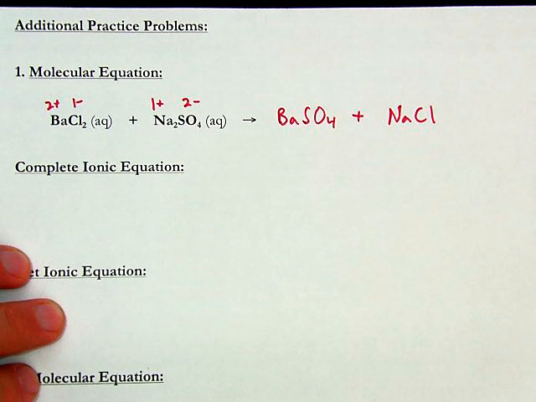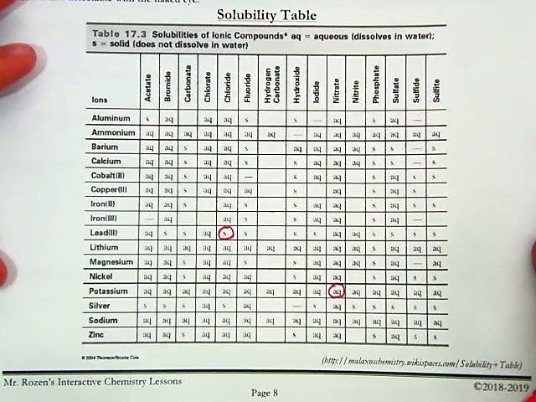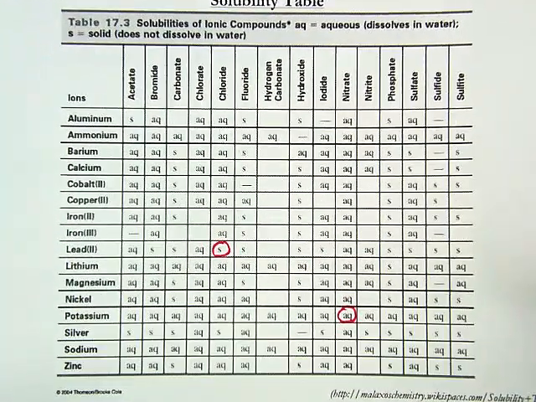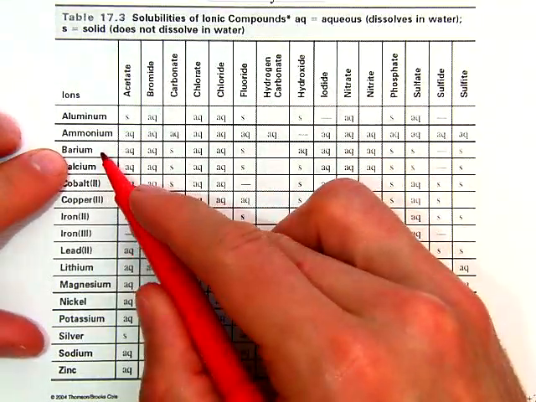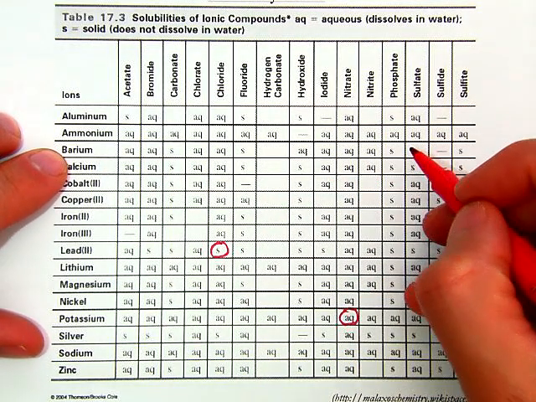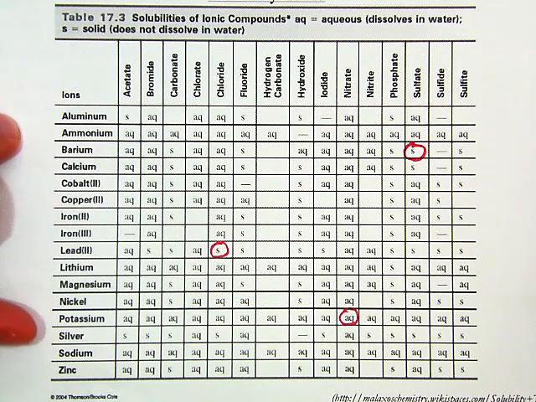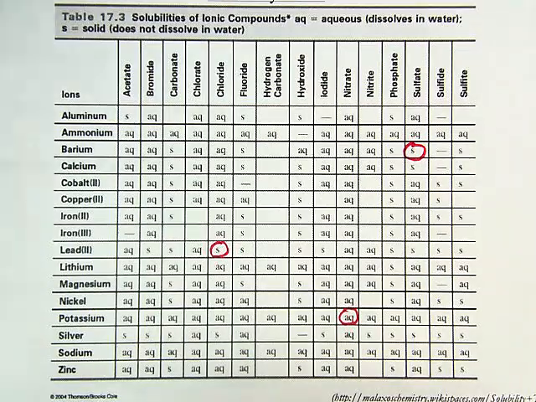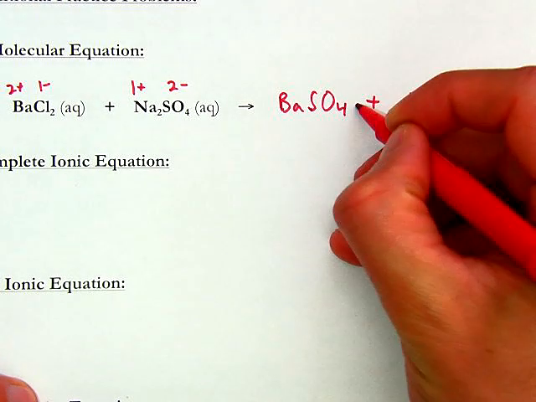Okay, so we have barium sulfate. Let's look on our chart. Barium sulfate. Okay, barium is here. Over, sulfate, barium sulfate. Ding, ding, ding. S. That means it's a solid. Barium sulfate is going to be a solid. That's our precipitate. So I write S.